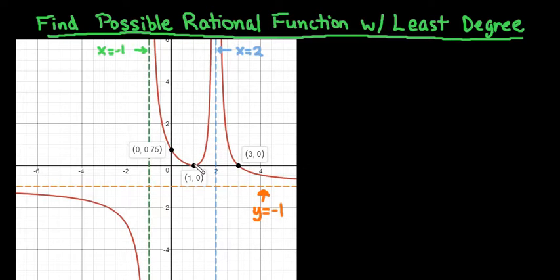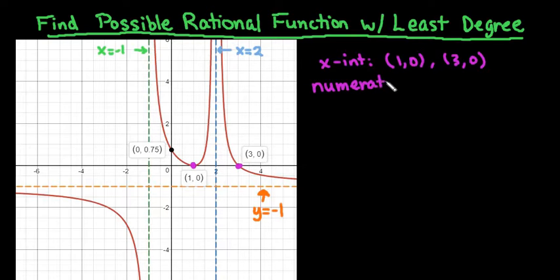If you remember, the numerator helps us find our x-intercepts. So our x-intercepts are at (1, 0) and (3, 0). And remember, we find the x-intercepts by taking our simplified form of our rational function and setting it equal to 0. So this will help us find our numerator.